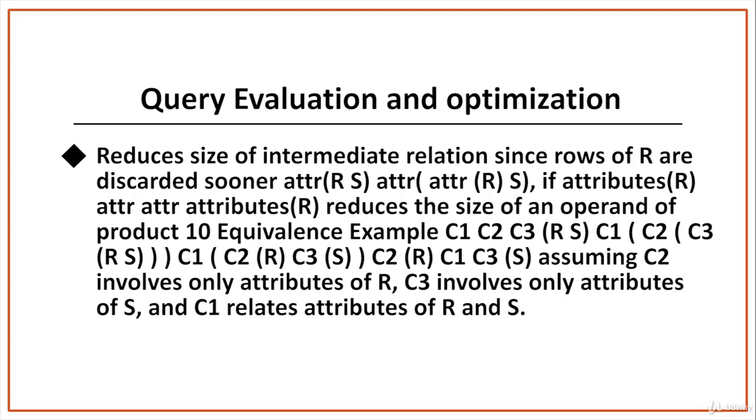Equivalence example: σ C1 AND C2 AND C3 (R × S) equals σ C1 (σ C2 (R) × σ C3 (S)), which equals σ C1 (σ C2 (R) × σ C3 (S)). Assuming C2 involves only attributes of R, C3 involves only attributes of S, and C1 relates attributes of R and S.